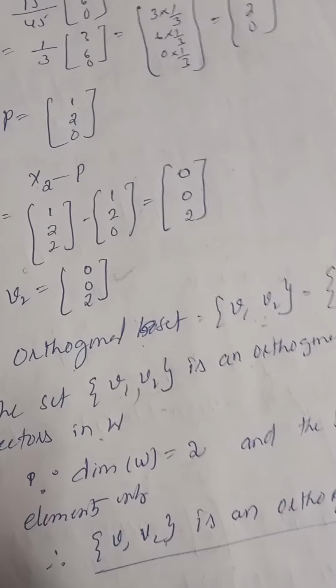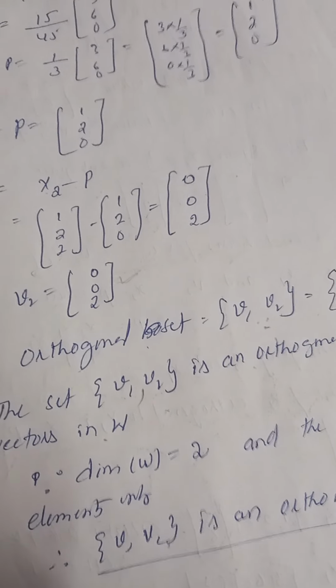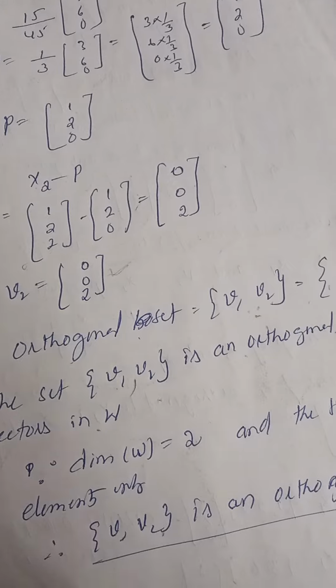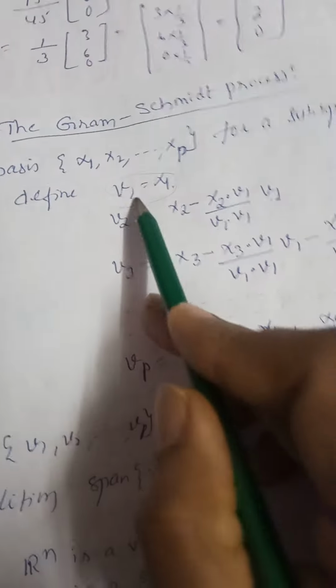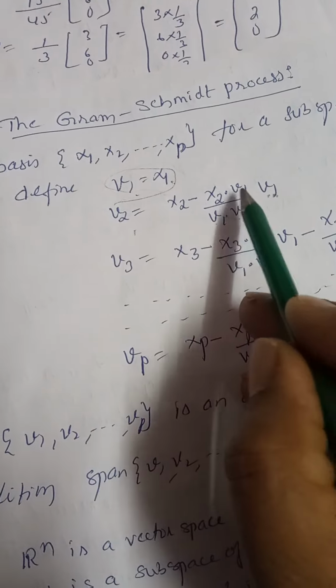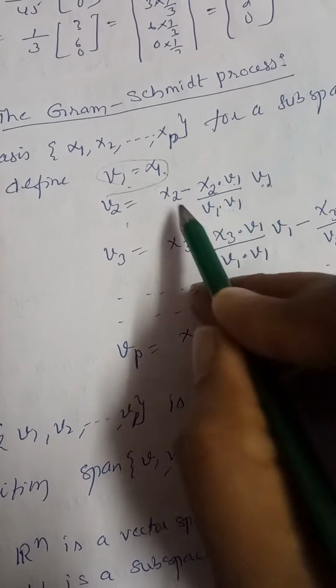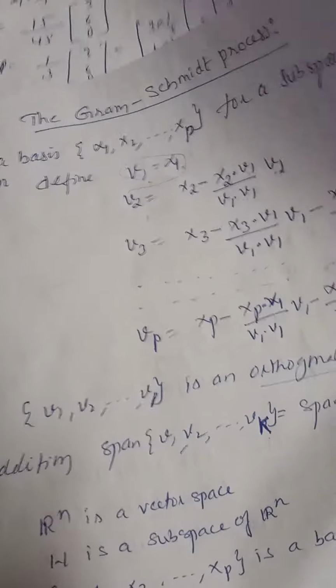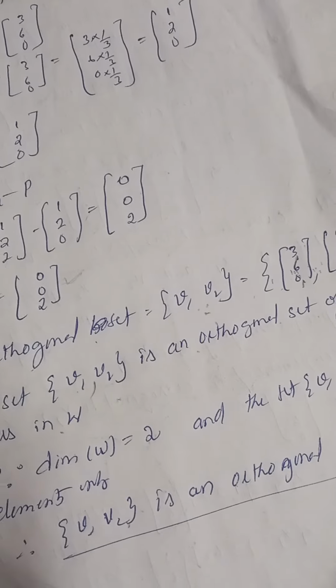To construct an orthogonal basis for a given subspace, we have to calculate v1, v2, v3 and so on. Please remember, try to learn these formulas by heart. v1 is always x1, v2 is this one. Don't get confused. In the previous problem I wrote x1 instead of v1. v1 is nothing but x1 only. Right? Now, see, we got an orthogonal basis for W. Okay.